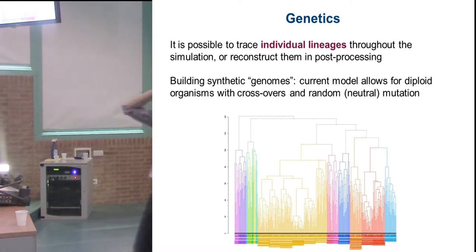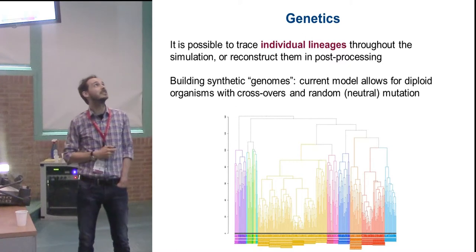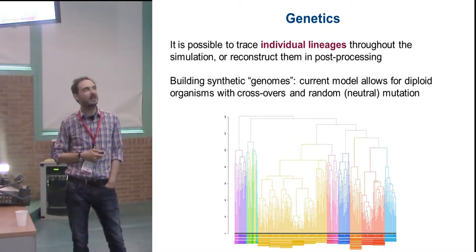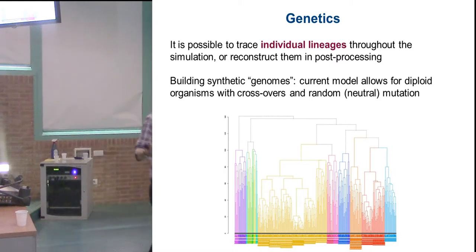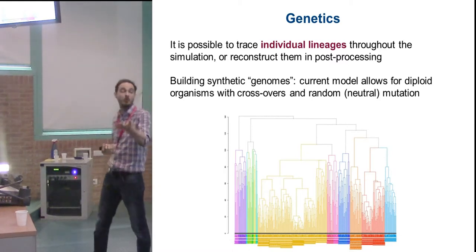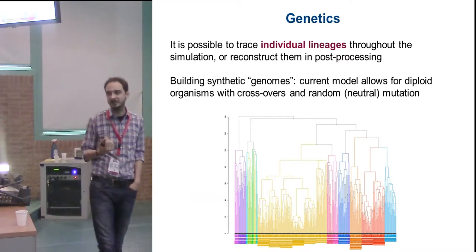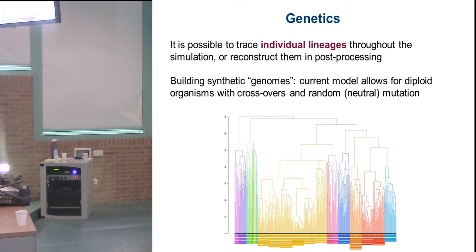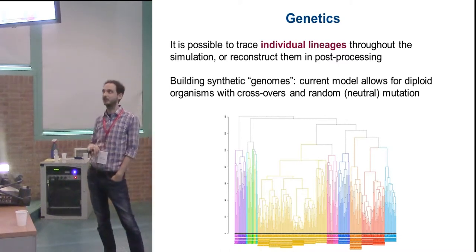Now, another reason to do agent-based models is that you can follow individuals. One thing we are doing at the moment is tracing individual lineages, because we know exactly for every agent who gave birth to him. So we can build synthetic genomes for the initial population and then allow for mutation and crossovers and reconstruct the genetic history of the population.